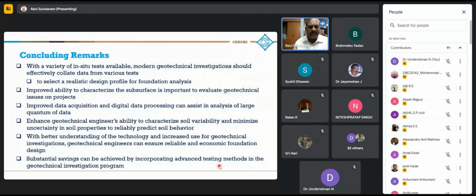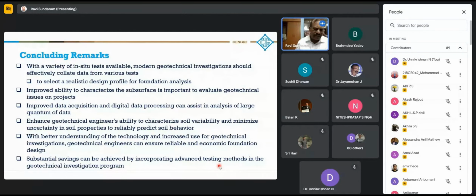With a variety of in-situ tests available, modern geotechnical investigation should effectively collate data from various tests to select a realistic design profile for foundation analysis. So if you are able to characterize the subsurface properly, this can help you a lot for geotechnical evaluation of the site conditions. You get improved data acquisition, digital data processing, so you can handle a large volume of data within the same time. So the geotechnical engineer's ability to characterize the soil variability, minimize the uncertainty, and reliably predict the soil behavior, that increases quite a lot.